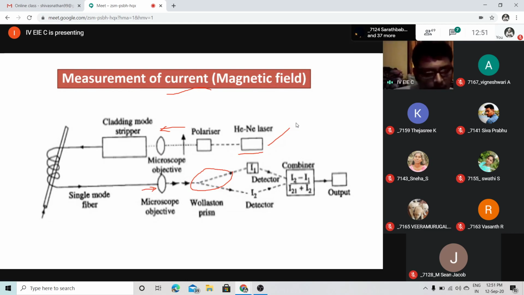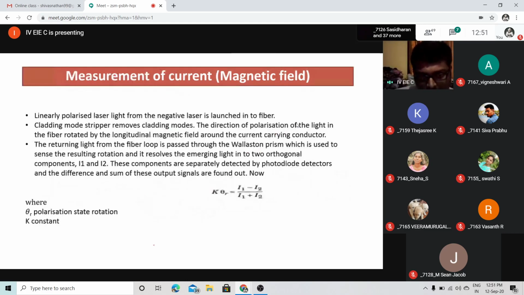Okay. So what do they give us? An expression carrying k times theta r. Okay. Theta r is the polarization state rotation, which is given by two orthogonal components of I1 and I2. I1 and I2 represent the intensity of light after the Wollaston prism. If these two components are analyzed, I could understand what polarization is taking place. And this is how your measurement of current is going to be done. Clear?